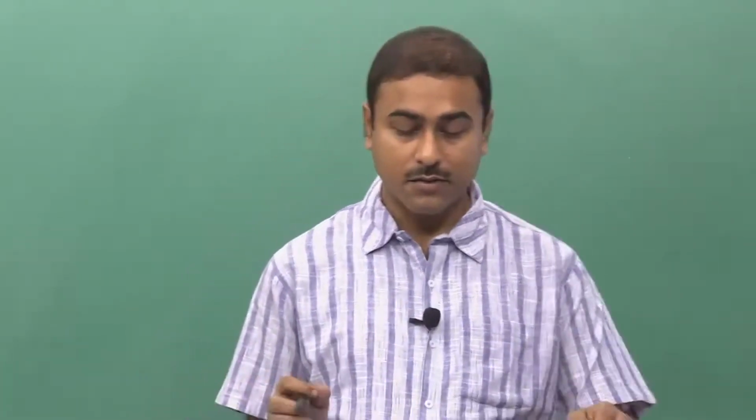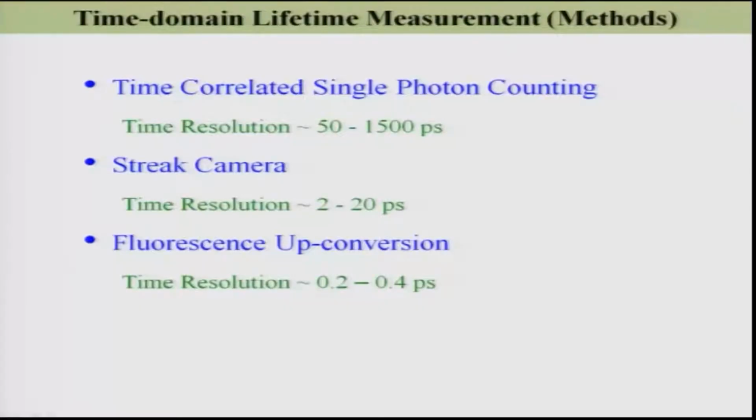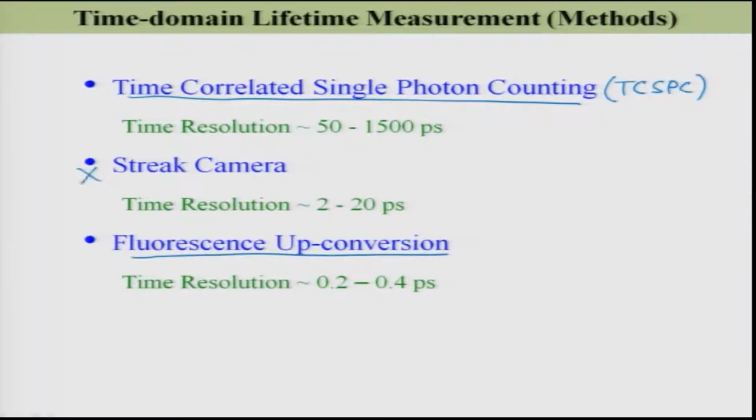Today what we are going to discuss is the time domain measurement of the fluorescence lifetime. In the last class we discussed three different methods for time domain lifetime measurements. The first one is the time correlated single photon counting method, in one word known as TCSPC. The other method, which I am going to discuss maybe not today, maybe in the next class, is the fluorescence upconversion method. And I am not going to discuss the streak camera because probably time will not permit me to do so.